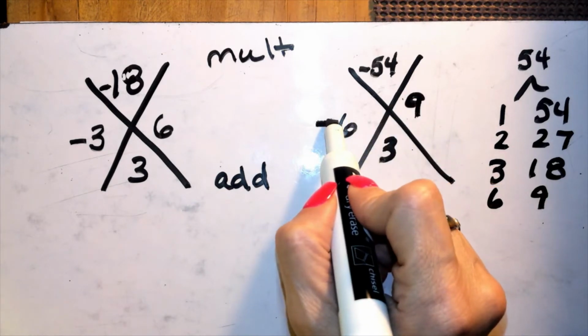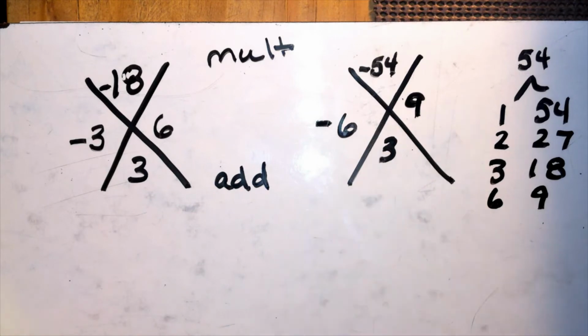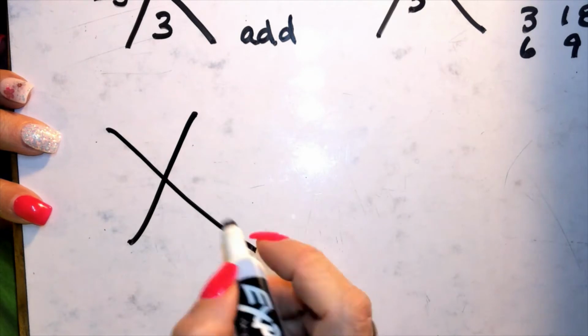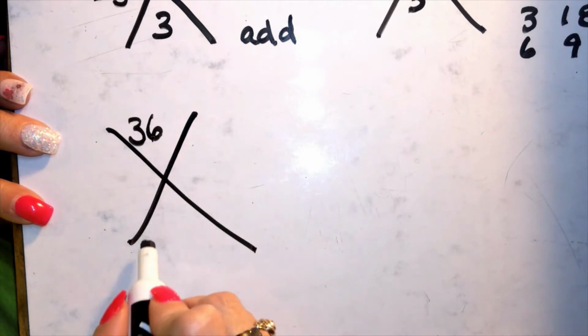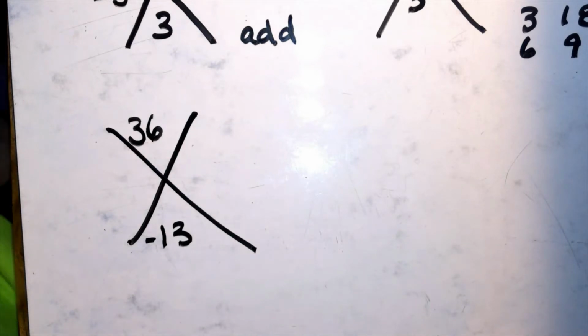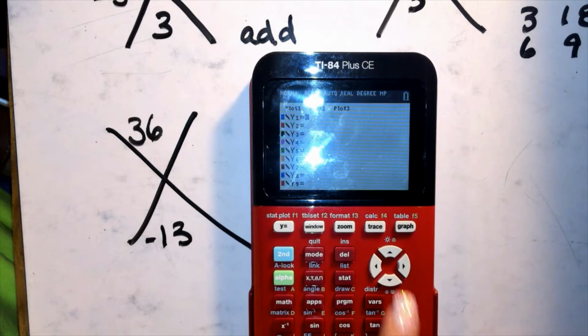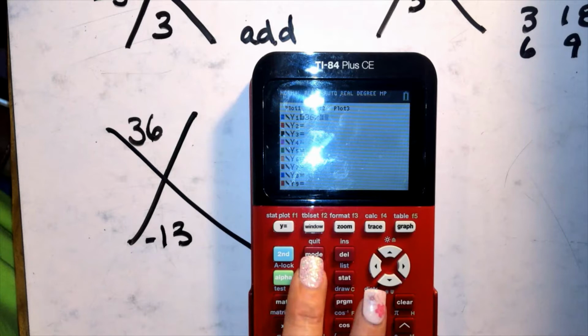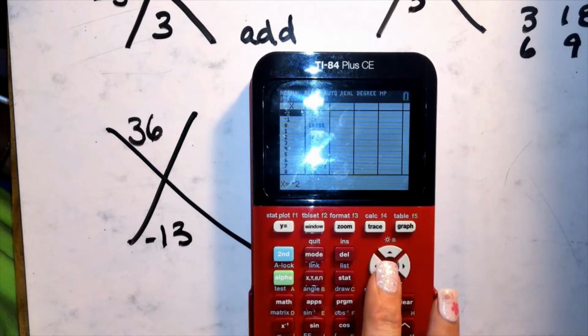Okay, let's try another one. Here we're going to do 36 and negative 13. I'm going to let you do that one for a second. Factors of 36. So again, if you're not sure, y equals 36 divided by x. Second table. 1 times 36, 2 times 18. I've got to get the 13. There it is. 4 times 9.